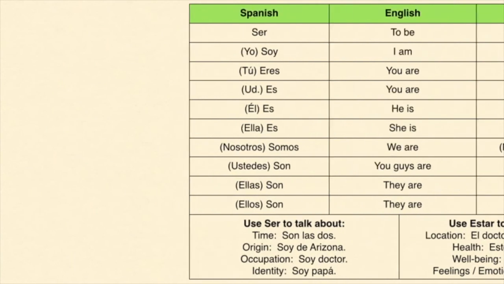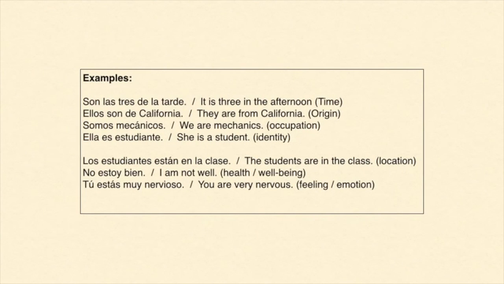Let's take a look at some other examples. Other examples include son las 3 de la tarde. It is 3 in the afternoon. Ellos son de California. They are from California. Somos mecánicos. We are mechanics. Ella es estudiante. She is a student.